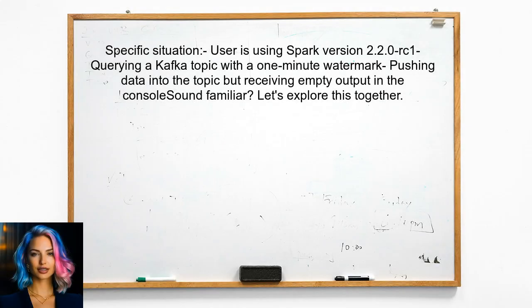Let's dive into the specific situation at hand. One user mentioned they are using Spark version 2.20-RC1 and querying a Kafka topic with a 1-minute watermark. They are pushing data into the topic but receiving empty output in the console. Sound familiar? Let's explore this together.